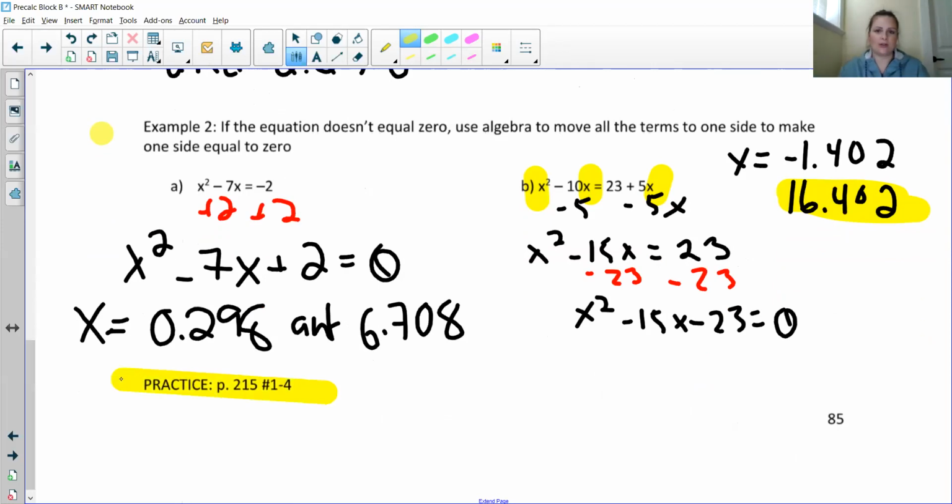I would like you guys to try those questions. And I'd like you guys to try using your TI 83s, especially if you're going on to Pre-Calc 12, where you're going to need to be able to use your graphing calculator.